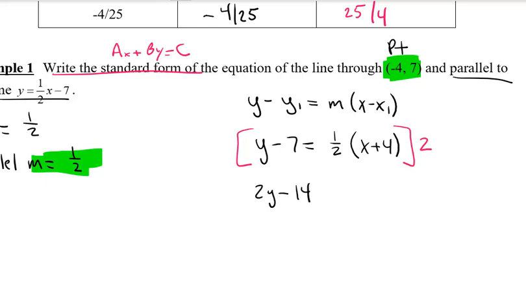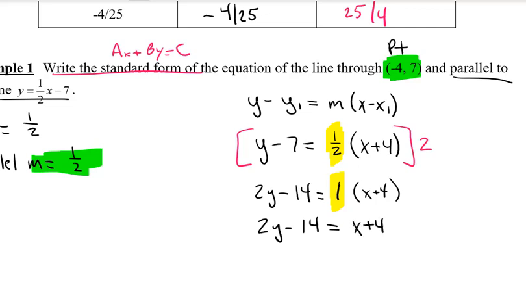Now, when you multiply 2 by 1 half, the 2's are going to cancel out, right? So you have to be careful there. That's just going to be a 1 in front. And then that x plus 4 would drop down. You can skip this step if you want. If you just have a 1 in the front, when you multiply those two, you can actually just skip this step and go to 2y minus 14 equals, and then just x plus 4.